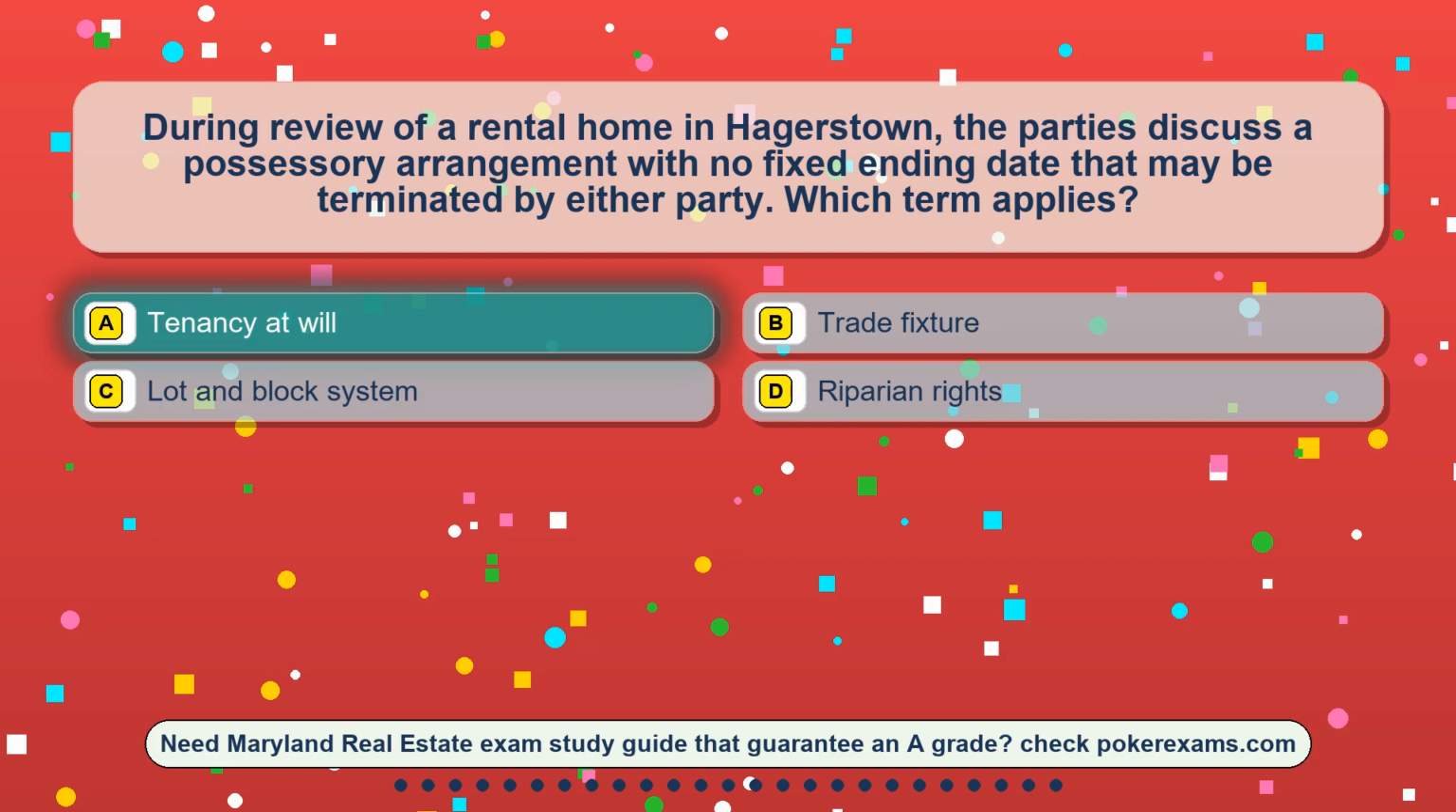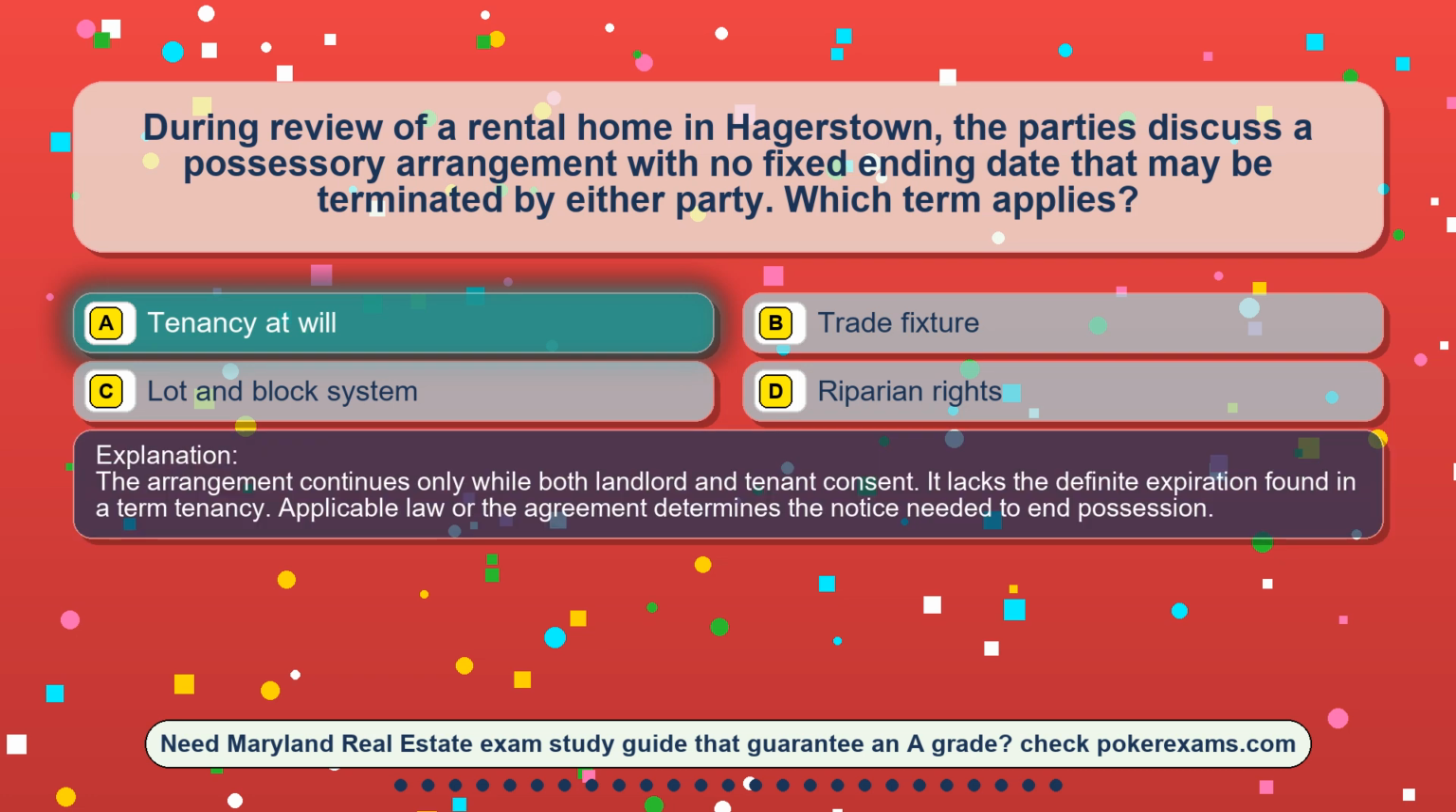The correct answer is option A, tenancy at will. The arrangement continues only while both landlord and tenant consent. It lacks the definite expiration found in a term tenancy. Applicable law or the agreement determines the notice needed to end possession.